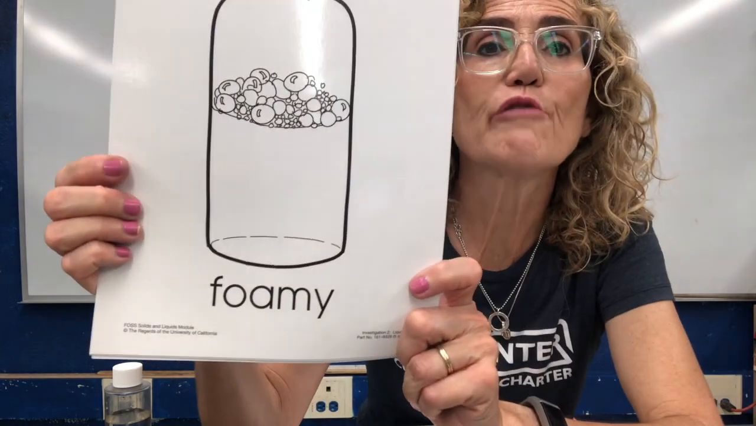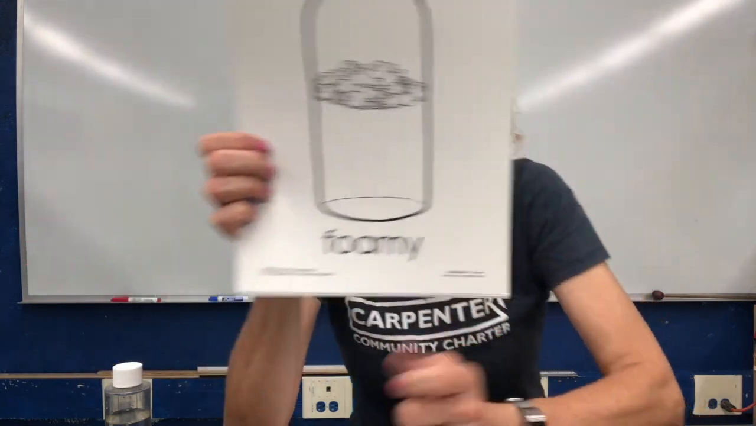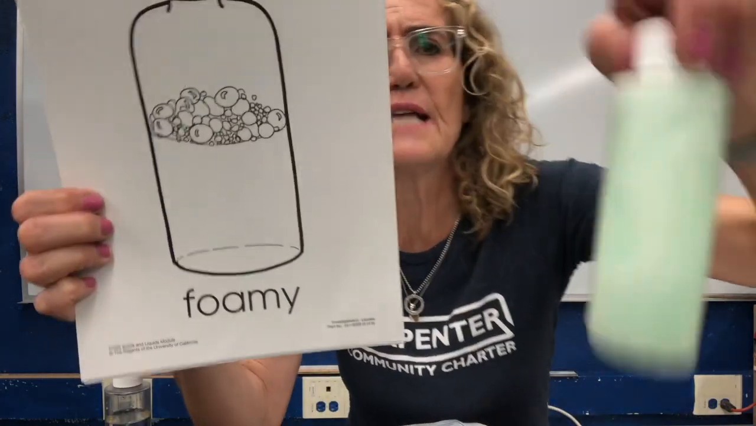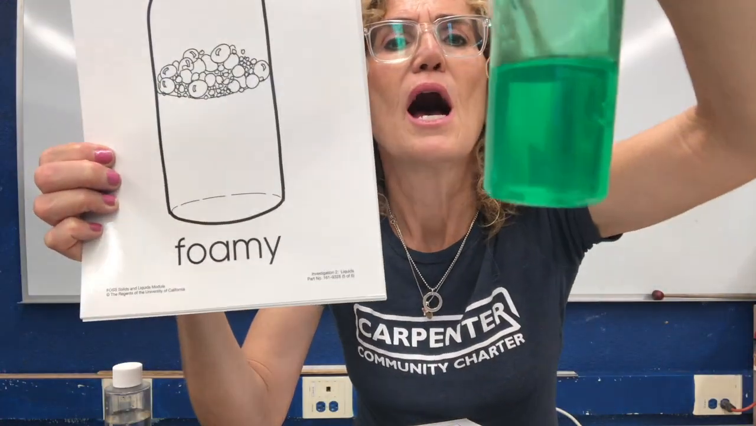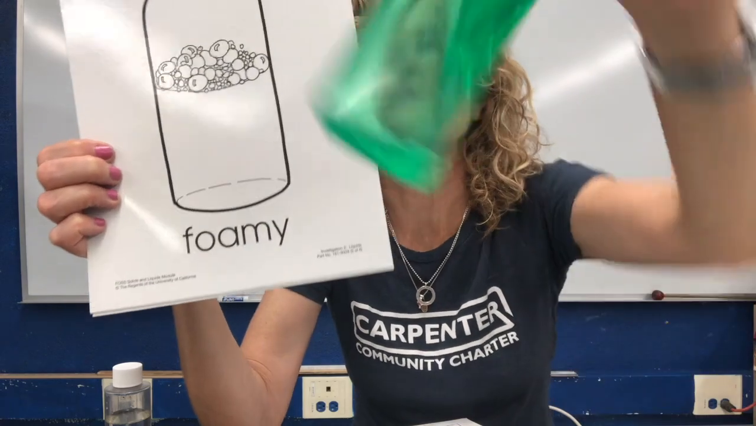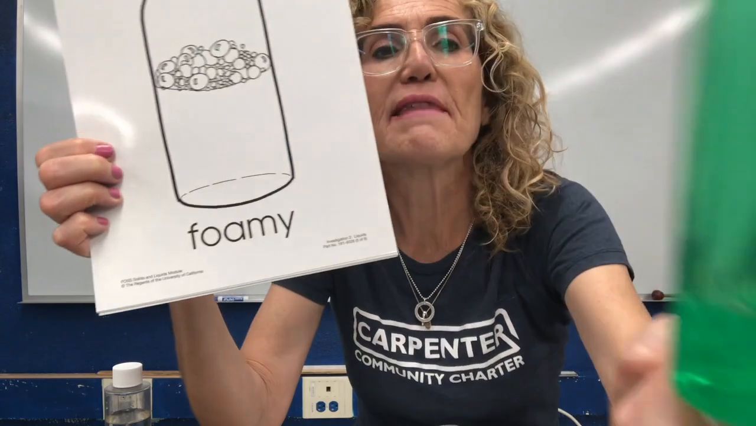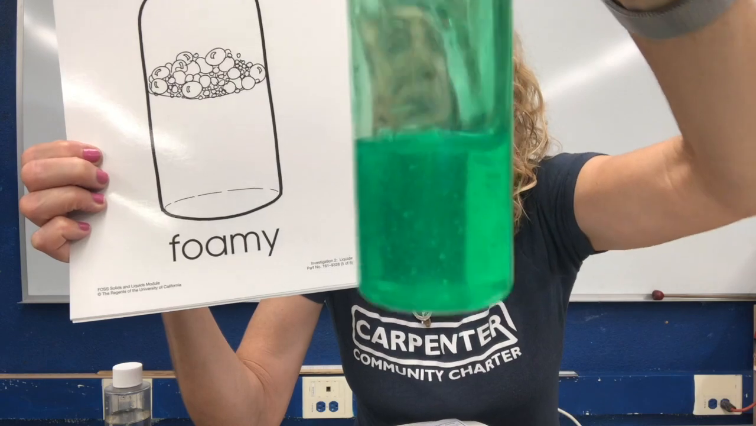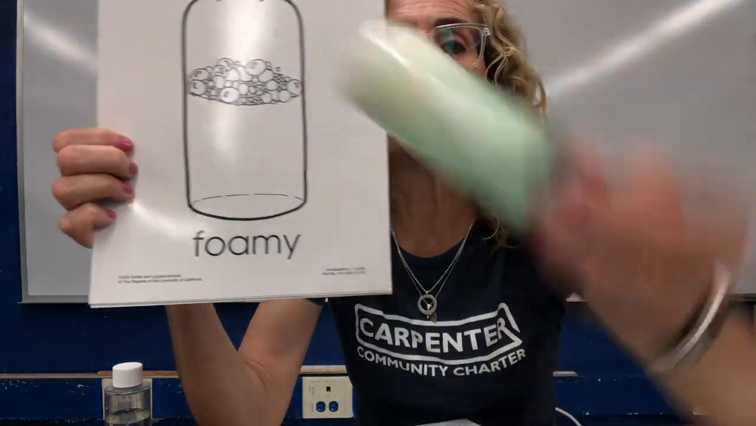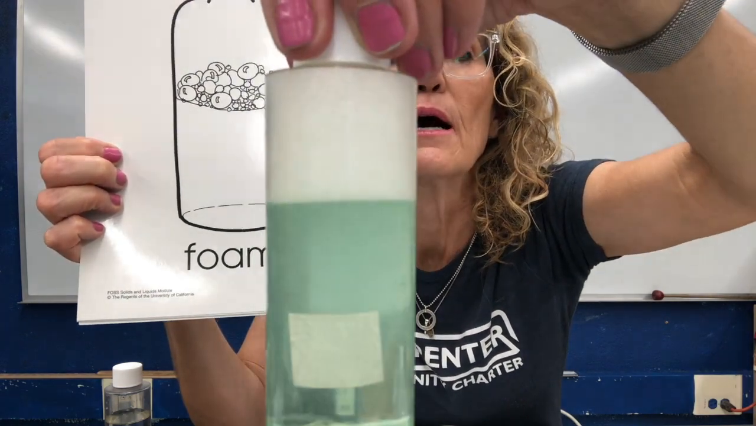Some liquids are foamy. Okay, how is foamy different from bubbly? I think I need to look at that again. So this one is definitely foamy. I'm going to look at this one here. Ah, I see a difference. This one has bubbles inside it, and I think this one is bubbly. And this one has bubbles on top, and this one is foamy. Okay, I'm glad that we clarified that.